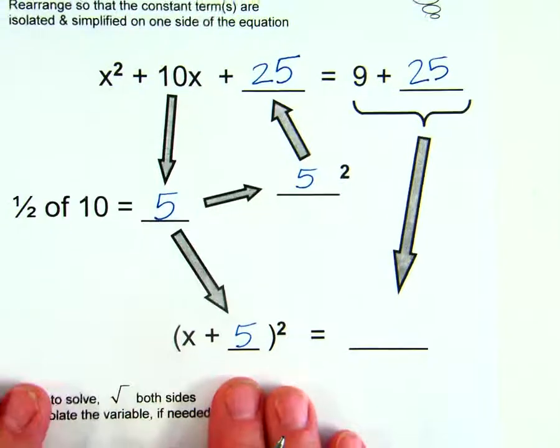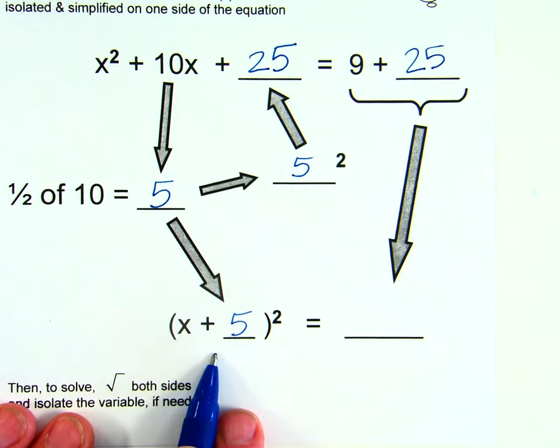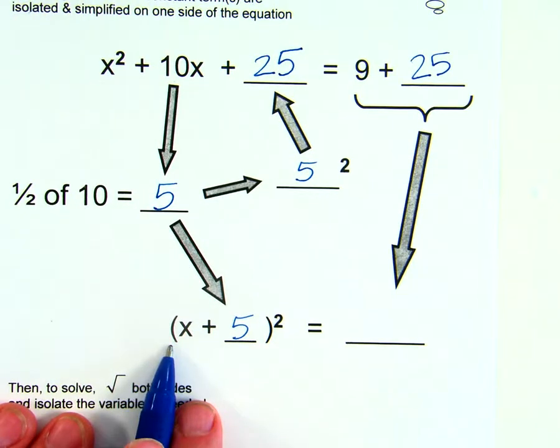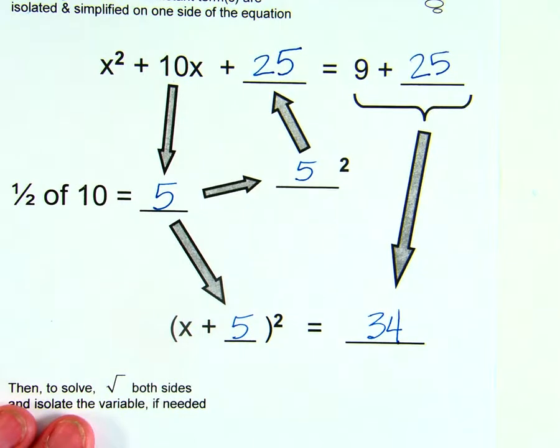So what I have is my factored form of my perfect square, x plus 5 quantity squared, and I have 9 plus 25 is 34. I have now completed the square. I'm going to solve it. I'll take the square root of both sides. Well, the square root of it squared is just back to what it was initially. So this is x plus 5, no squared.